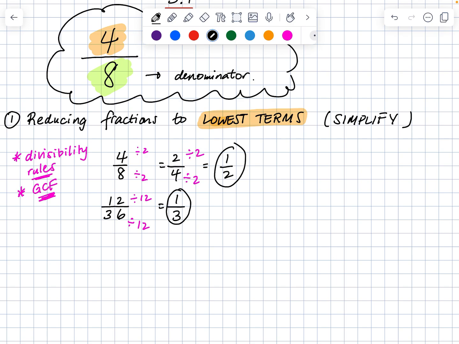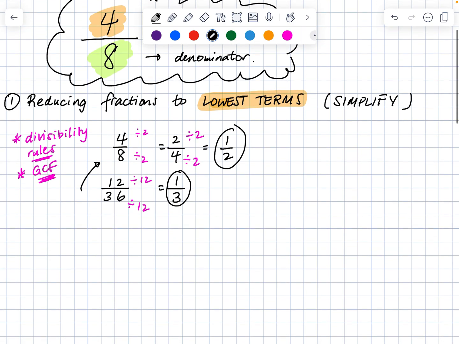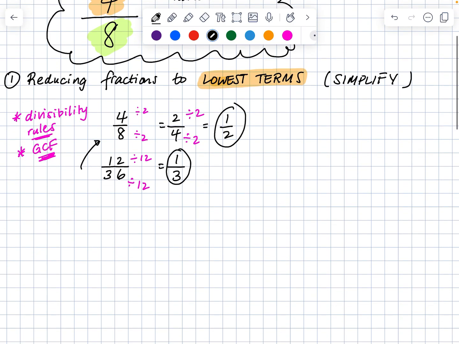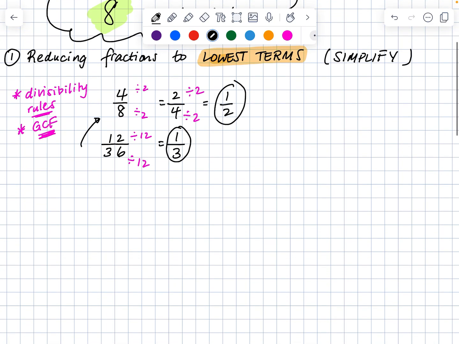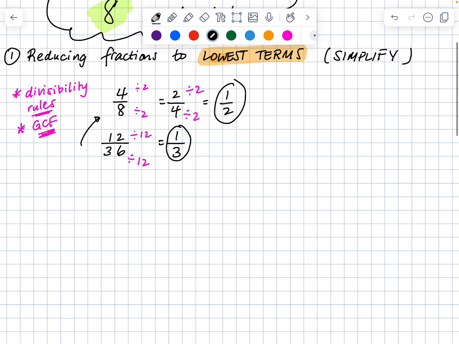Now, if you can't do that right away, you can simulate the steps I have here. If you know that 12 and 36 are both divisible by 2, you keep breaking it down until there is no more common factor that the numerator and denominator can be divisible by. So that's a quick review as to how to get the lowest terms of a fraction, because you might encounter that with some of these examples. Okay, moving on. So we're going to talk about mixed numbers and improper fractions.